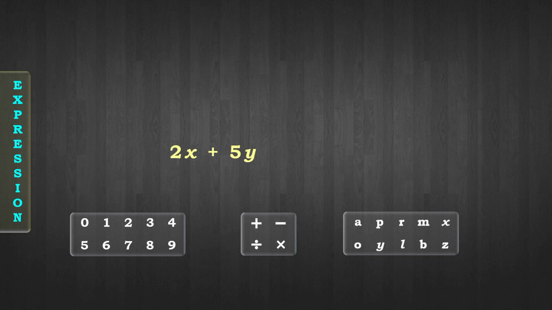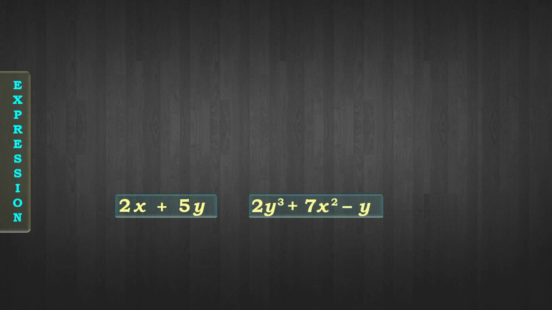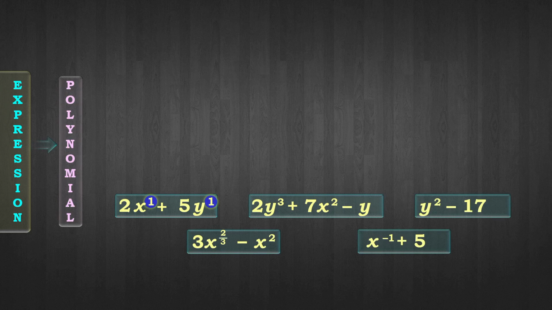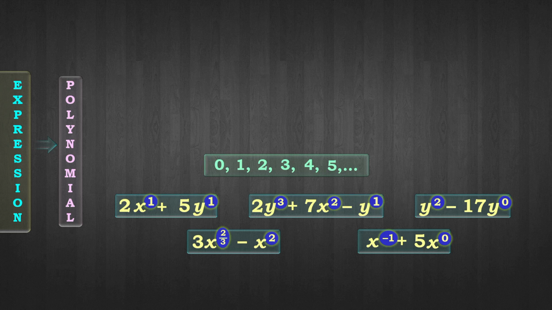Now let us move to the idea of powers. The powers of variables shown here are 0, 1, 2, 3, 4, 5, and so on. These are all whole numbers. Now observe the given expressions one by one. The expression 2x^1 + 5y^1 is a polynomial because the powers of both variables are whole numbers. The expression 2y^3 + 7x^2 - y^1 is also a polynomial because all the powers are whole numbers.